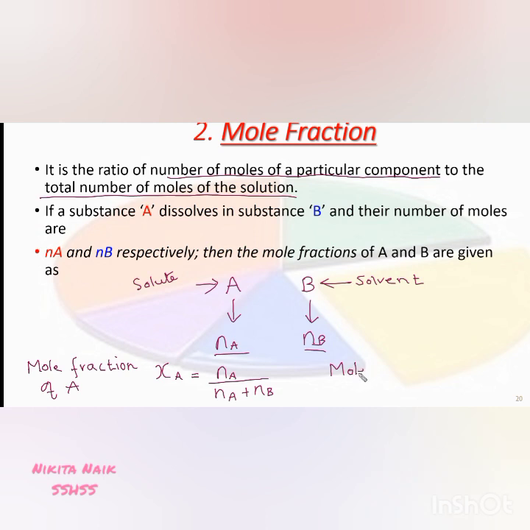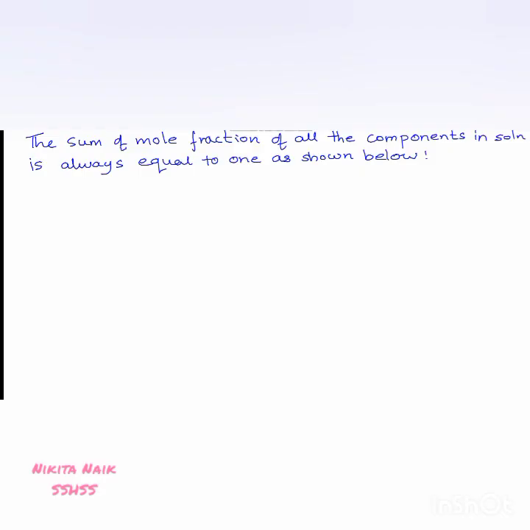And if we want to find out mole fraction of component B, that is given by Xb, and it will be equal to number of moles of B divided by Na plus Nb, that is the total number of moles. We have to remember that the sum of the mole fraction of all the components in a solution is always equal to 1, as it is shown here.